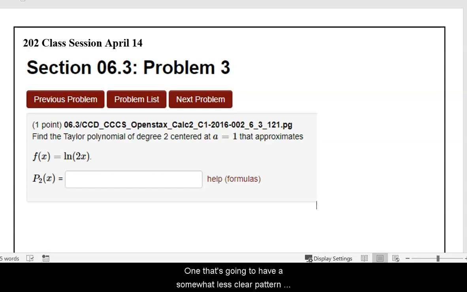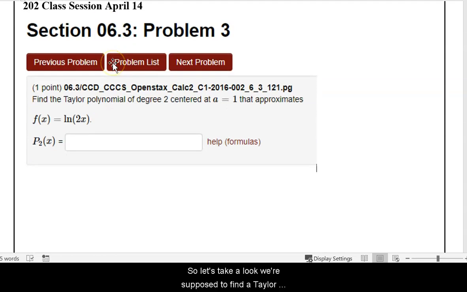One that's going to have a somewhat less clear pattern to it. So let me show you how you might look for it. Again, if you're looking for a pattern to write it back into the series part, into the summation part, then your best bet is not to multiply out or divide out or reduce any of the constants. Just don't do that, because that will make it harder to see the pattern. It's kind of a weird situation. So let's take a look.